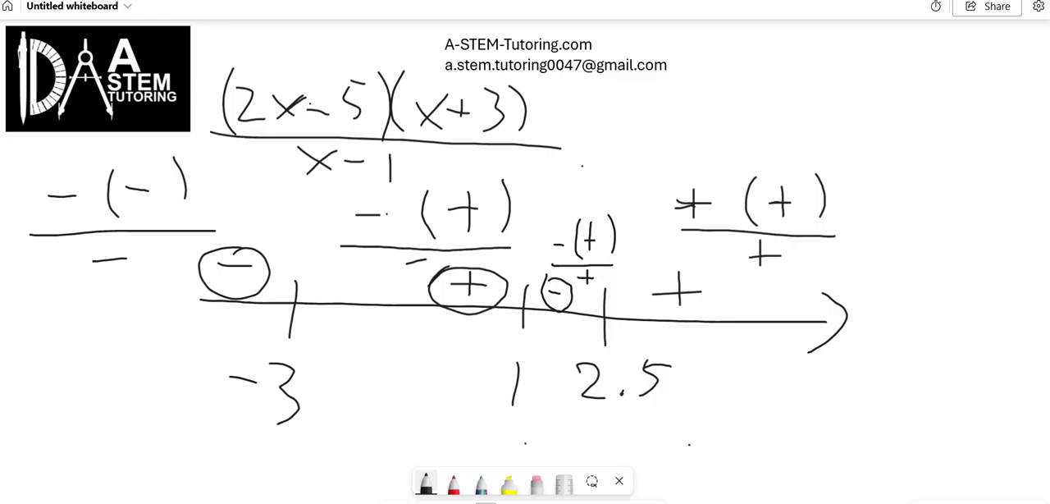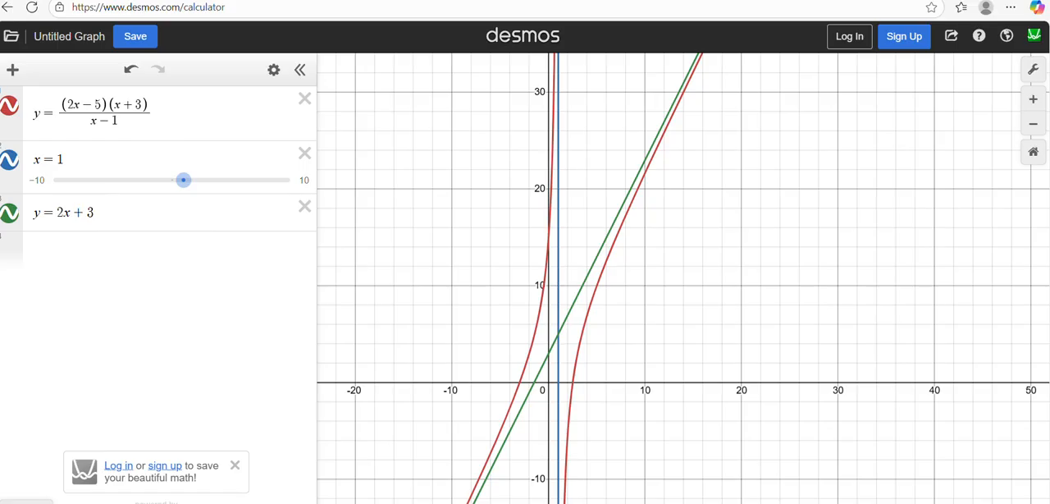So to the left of negative 3, the curve should be negative, below the x-axis. Between negative 3 and positive 1, the curve should be positive. Between 1 and 2.5, the curve should be negative. And to the right of 2.5, it should be positive. Let's look at the graph and see if this algebraic prediction fits the graph.